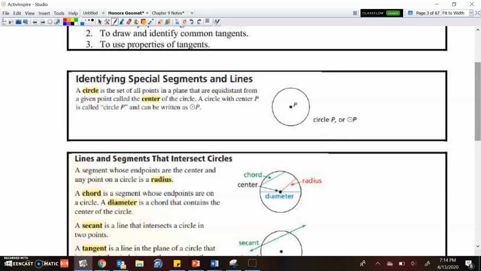So a circle is a set of all points in a plane that are equidistant from a given point called the center of the circle. So a circle with center P is called circle P. We would call this circle P. We can either write it like this, circle P, or as a circle with a dot in the middle, P. That's how we would label that.